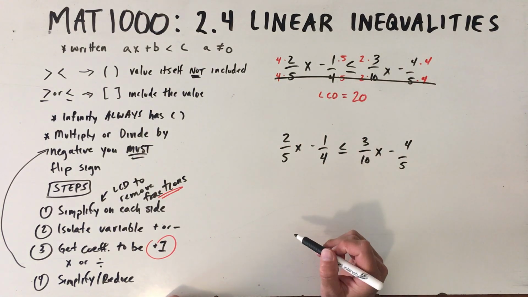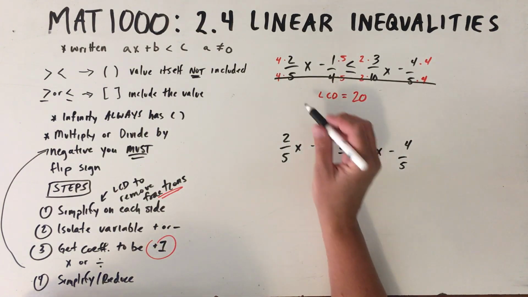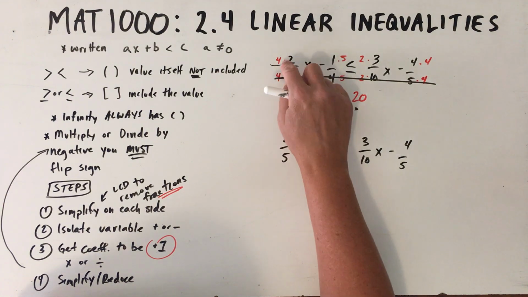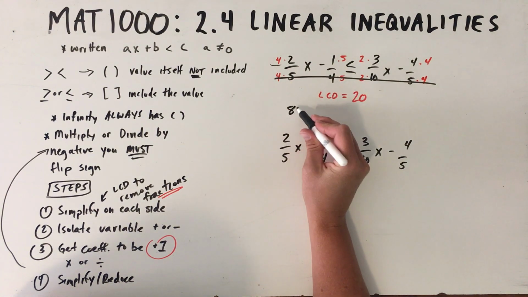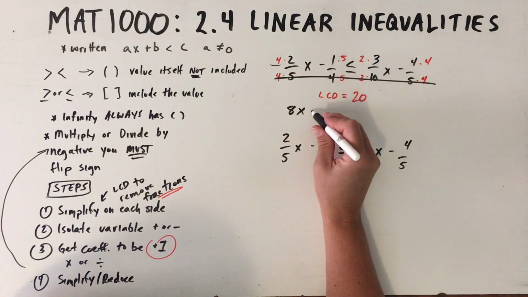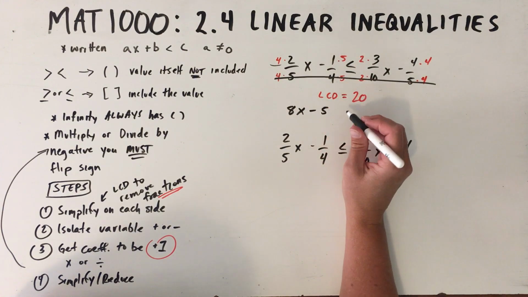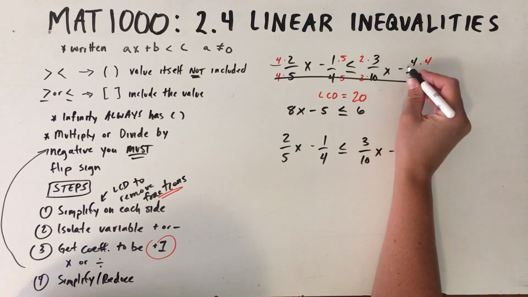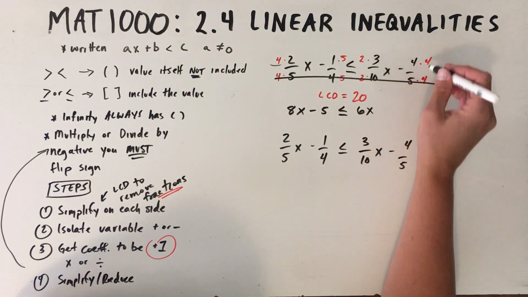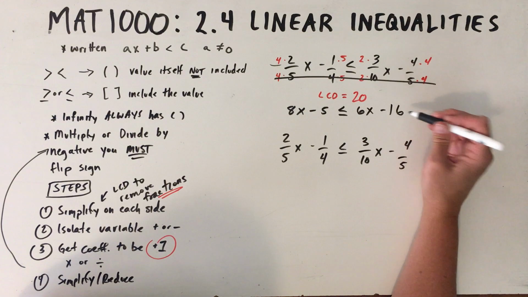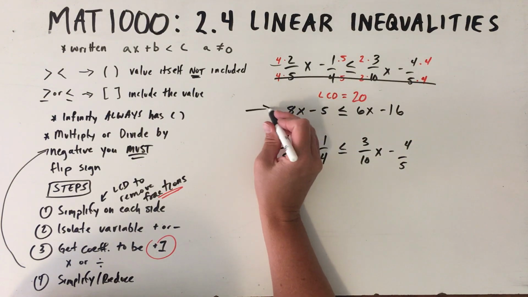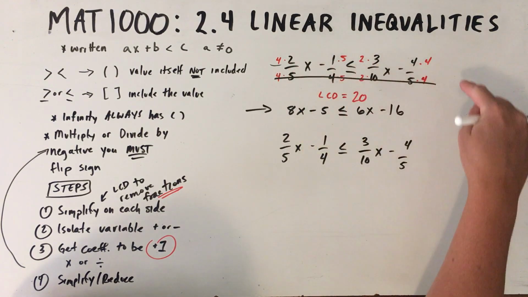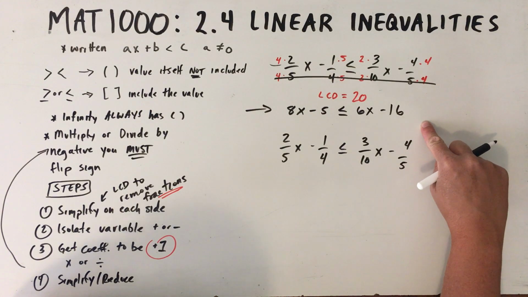So I can just cross that out, and I would have then remaining a 4 times 2, which is an 8x, 1 times 5, a negative 1 times 5, which is a negative 5, 2 times 3, which is 6x, and a negative 4 times 4, which is a negative 16. So here is my equation after I build up the fractions and clear them.